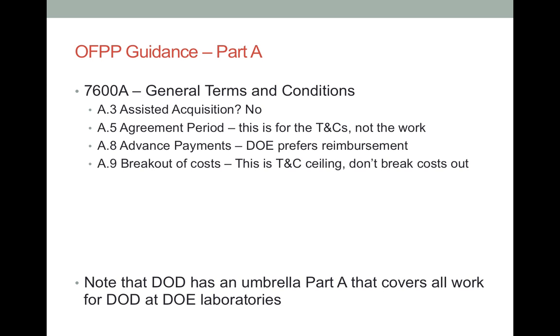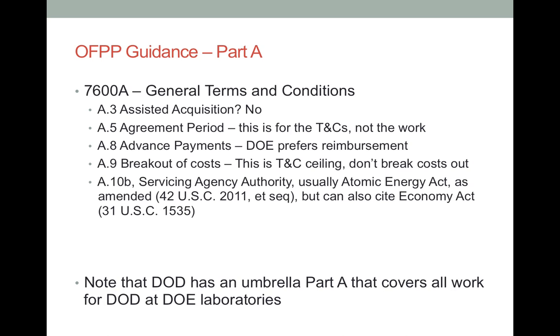Question A9 asks for a breakout of costs. This is difficult to complete without a defined scope of work, which is not created until the Part B. This is usually left blank, but can be used to establish a ceiling for the project. The servicing agency authority in question A10B is the Atomic Energy Act, although the Economy Act can also be used.